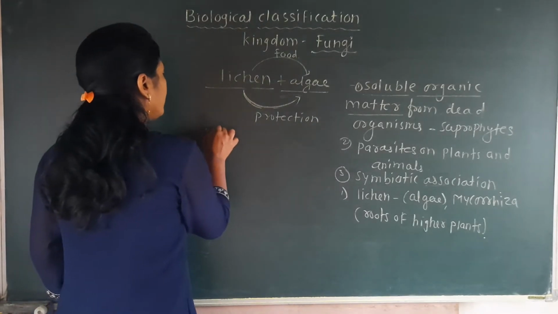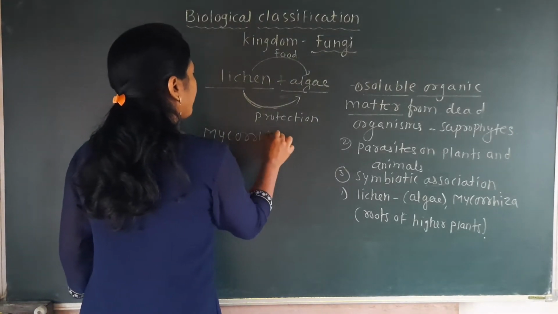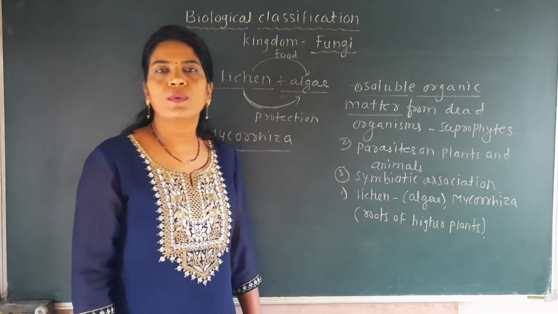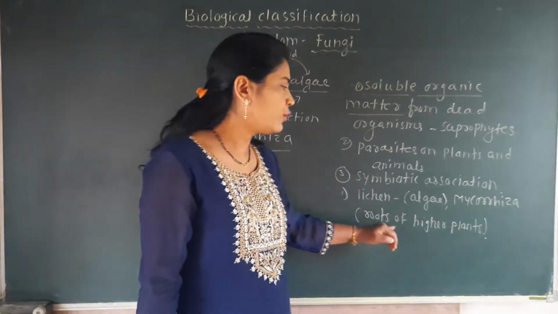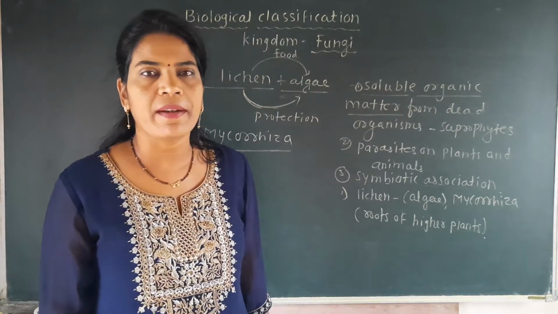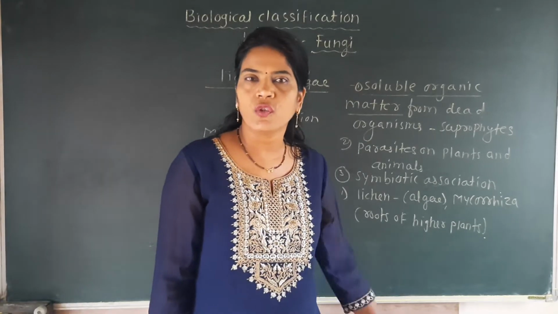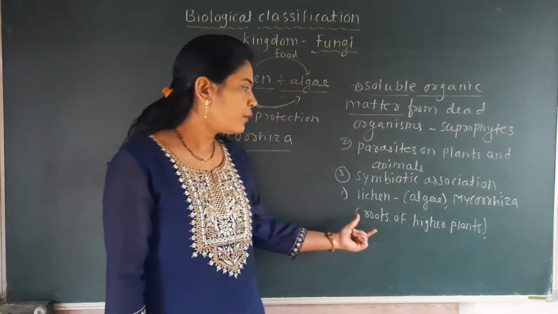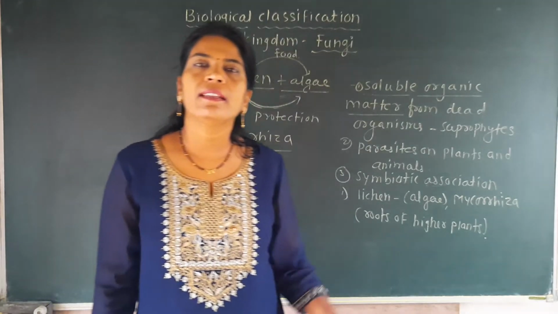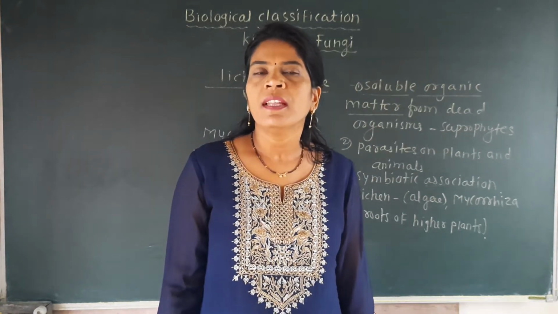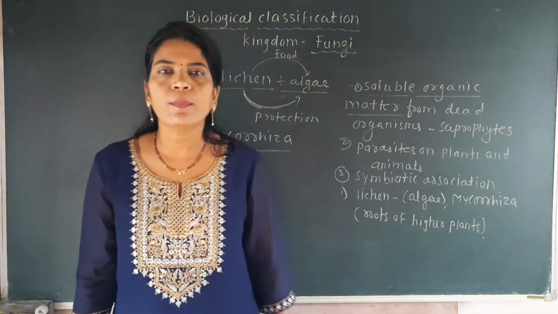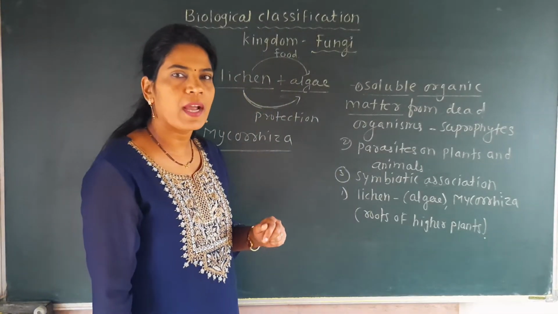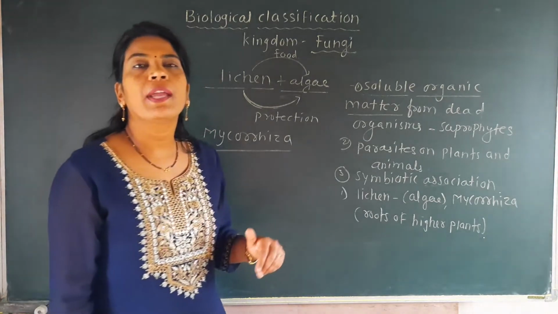The second example is mycorrhiza. Mycorrhiza is that type of fungi which shows association with the roots of higher plants. There are higher plants like gymnosperms and angiosperms, and lower plants like algae, bryophyta, and pteridophyta. The roots of higher plants like gymnosperms or angiosperms, which are large trees, are also bigger, and inside the soil with their roots there is an association of this fungi, and those fungi are called mycorrhizal fungi.